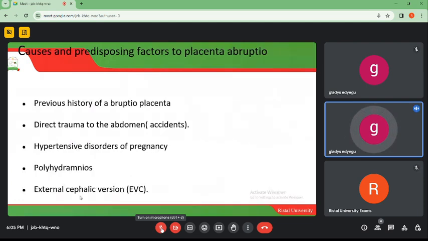So what could be the causes and predisposing factors to placenta abruption? In every condition, there should be causes or predisposing factors.